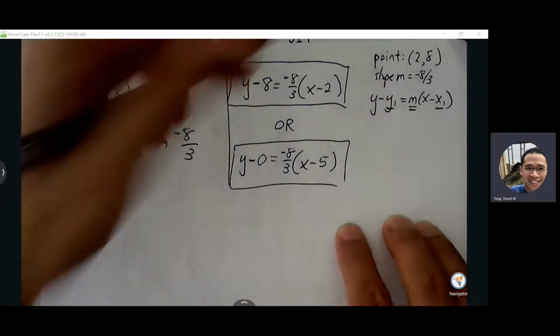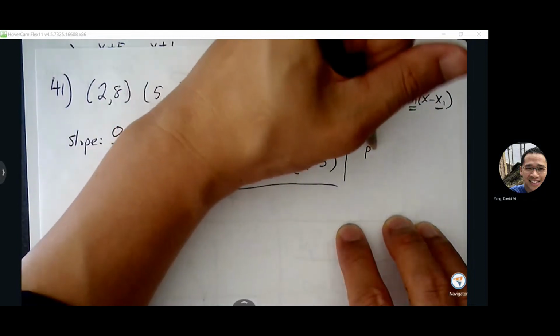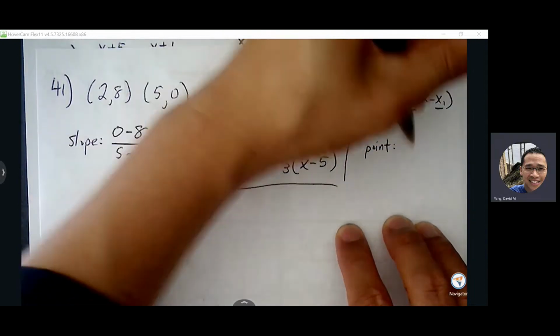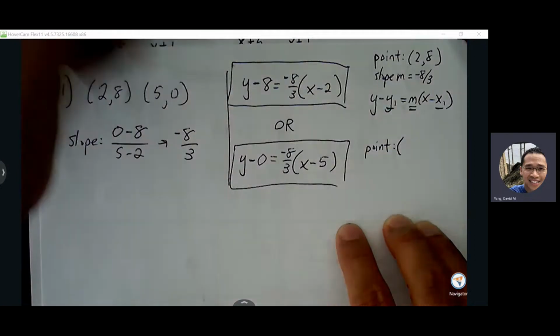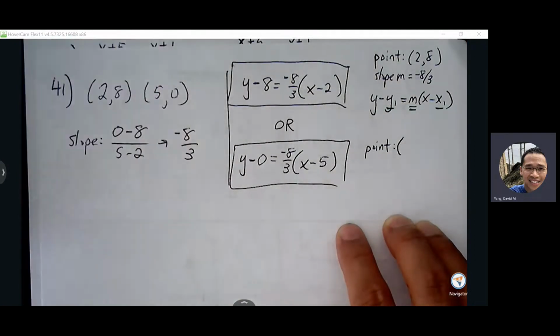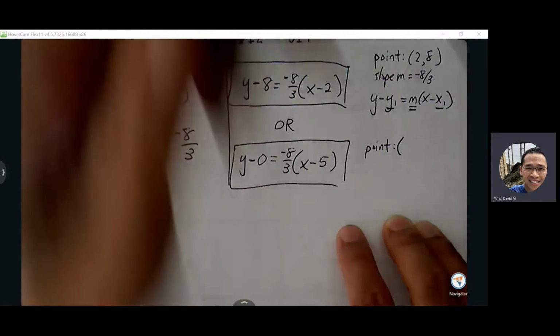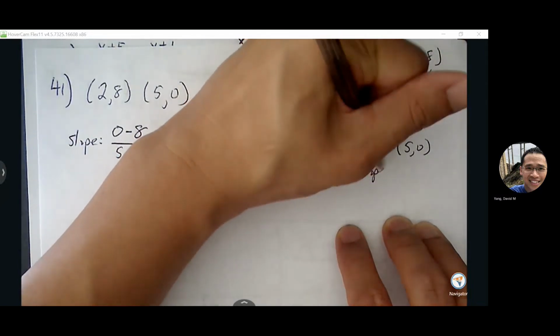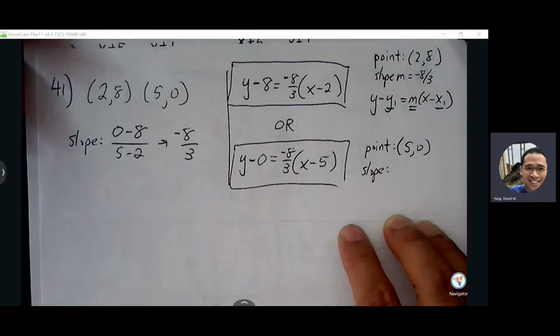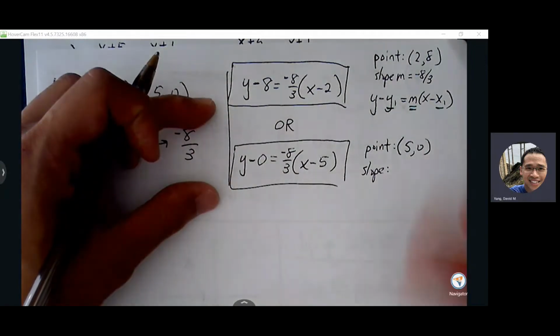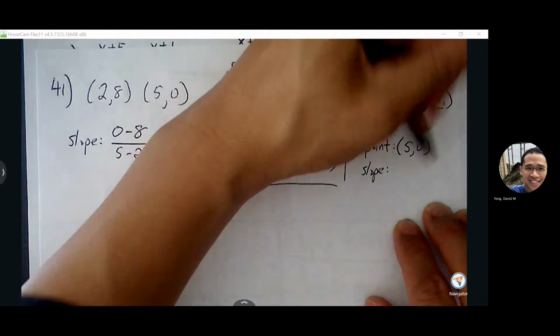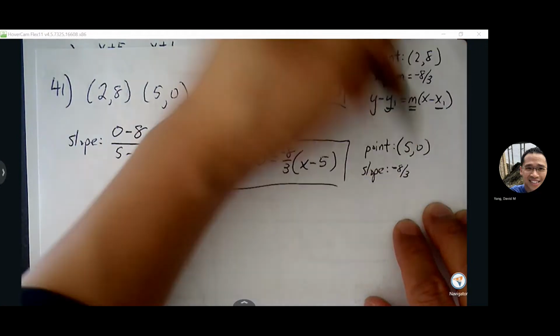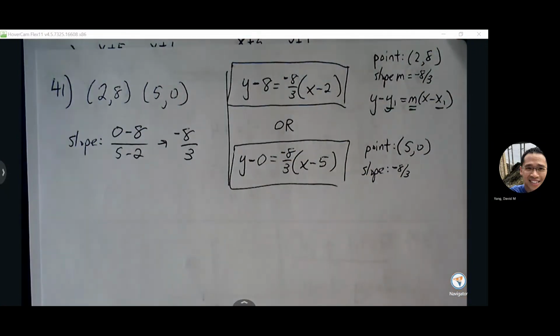But if you decide to choose another point, then your equation may look a little different, but it's the same. They just don't look the same because they're not expanded out and cleaned up. So if it was a quiz or test, you'd have to provide both answers. Either one will do. Any questions there?